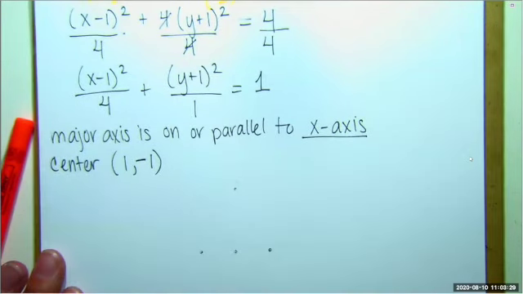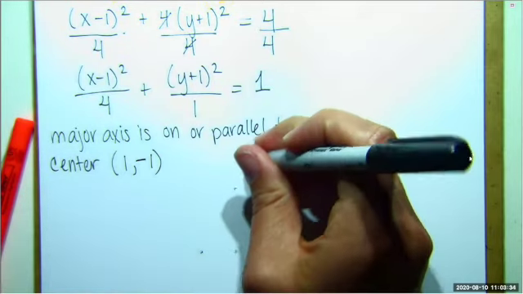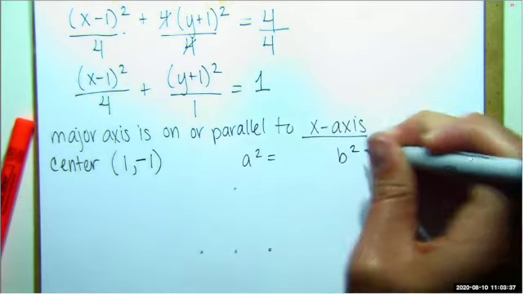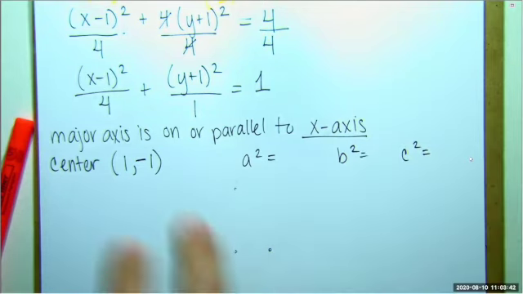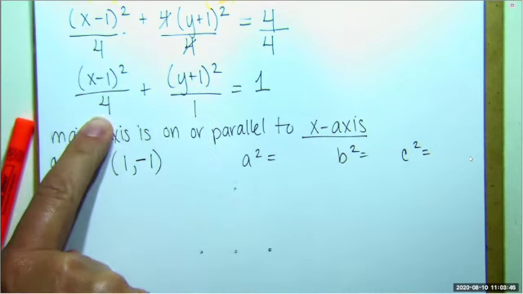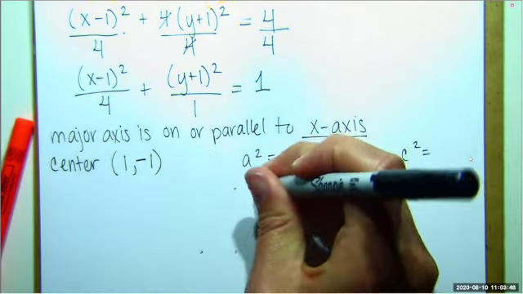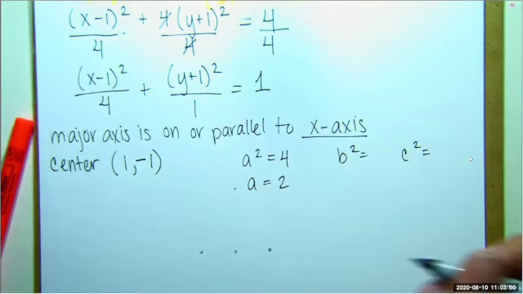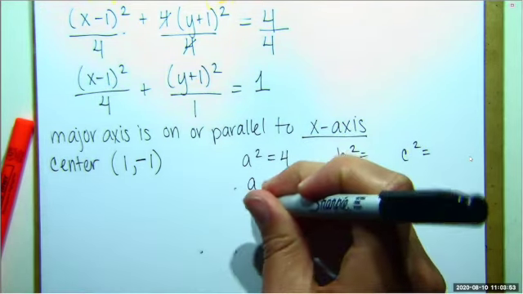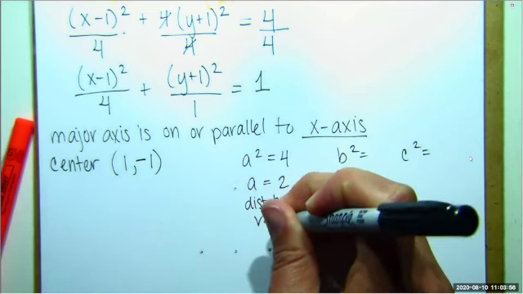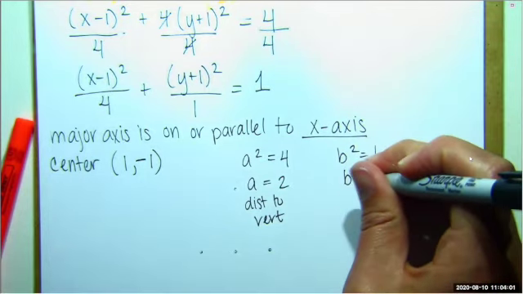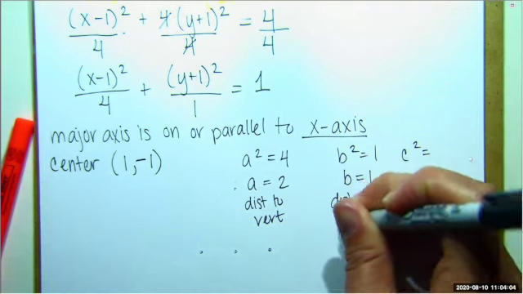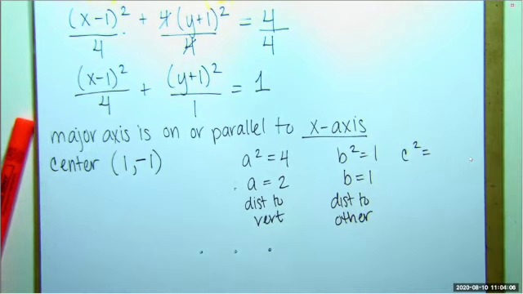The next thing we'll do is list out our foci, vertices, and those other points, and in order to do that, we need a, b, and c. So a squared, b squared, and c squared. Okay, so of the denominators, the larger one is always going to be a squared. So here a squared is 4, which means a is 2. That's our distance from our center to the vertices. B squared here is 1, which means that b is 1. That's our distance from our center to those points of intersection with the minor axis. We'll call those the other points on our graph.